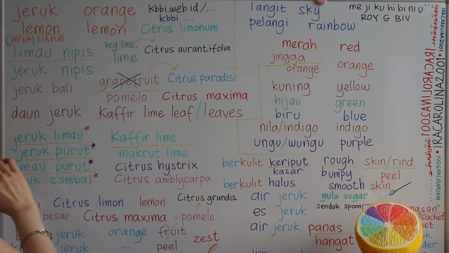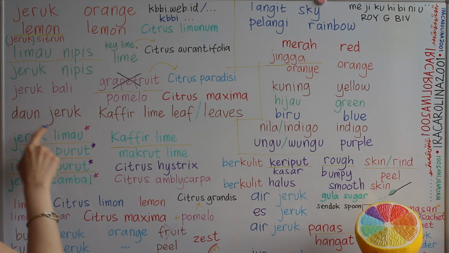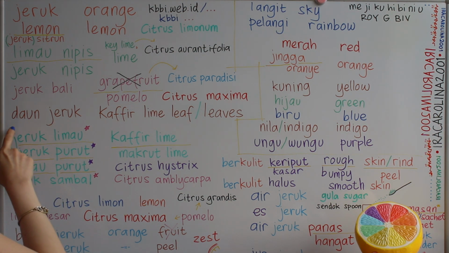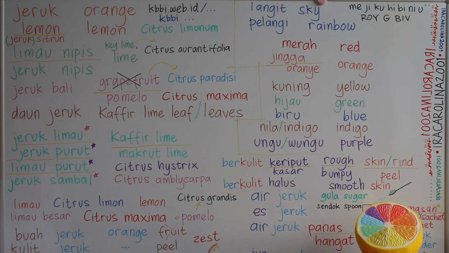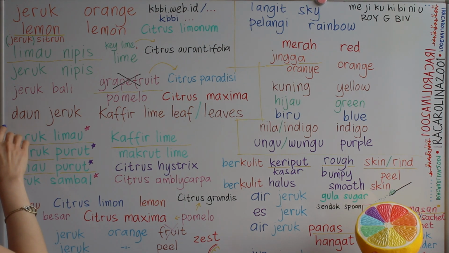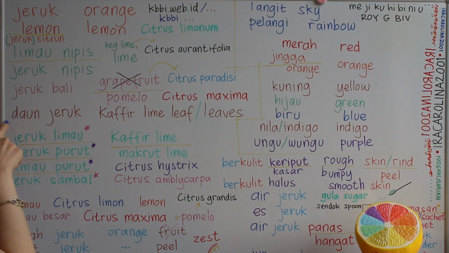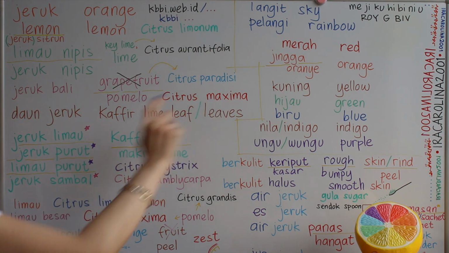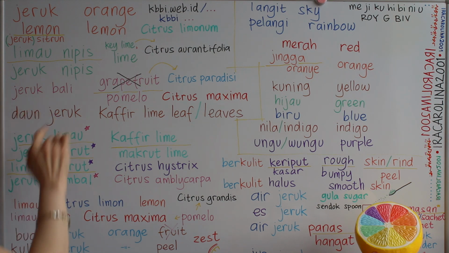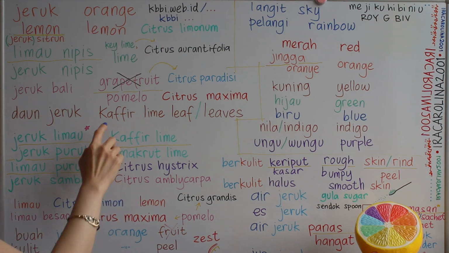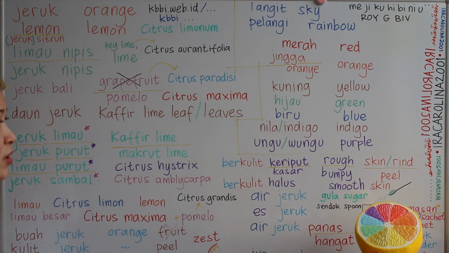And in Indonesian cuisine, sometimes we use daun jeruk. Daun is leaf or leaves, because in Indonesian language, when you say it in general, we don't make it plural. We say it as a single word, daun. So, leaf, leaves, daun. Daun jeruk, kaffir lime leaf or leaves.